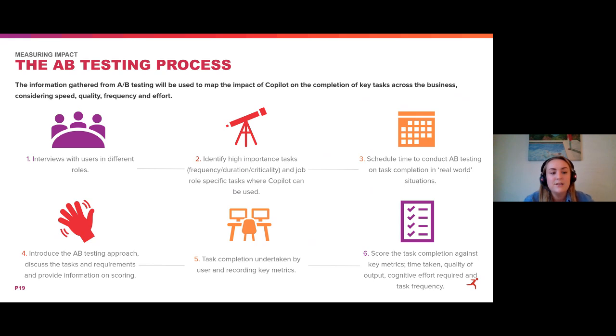We'll then have a call with them, introduce the A-B testing approach, and ask them to complete the tasks with and without Copilot. They'll undertake that without us monitoring them, because we don't want that observer effect. But then we will connect with them afterwards to score the task completion against those key metrics of time taken, quality of output, cognitive effort required, task frequency, etc. So that's just a little highlight on measurement and starting to think about how we measure impact. And those are some ideas for you that we'd love to speak to you about, about how to take that forward in your organization.